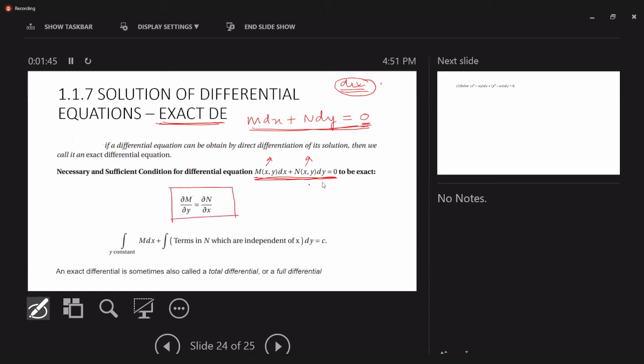Everybody knows about the partial derivatives. All of you know partial differentiation. Yes, ma'am. So you can see here, dou M by dou y, meaning the partial derivative of M with respect to y, should be equal to the partial derivative of N with respect to x. This is called the condition for exactness.